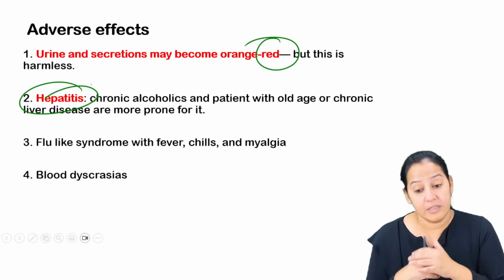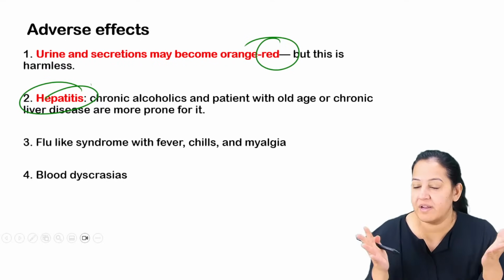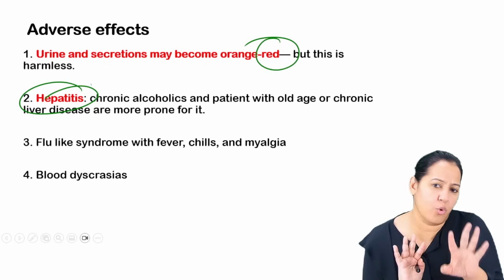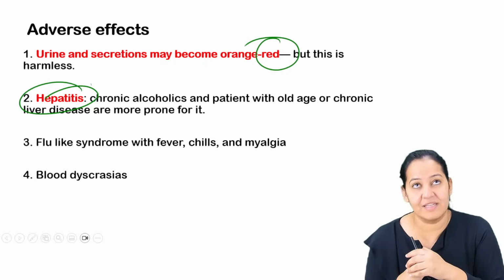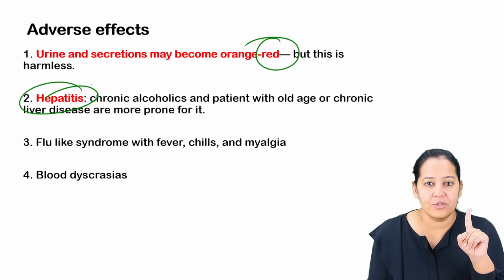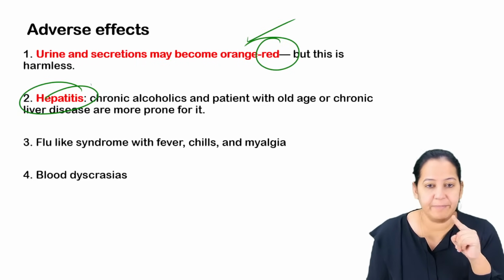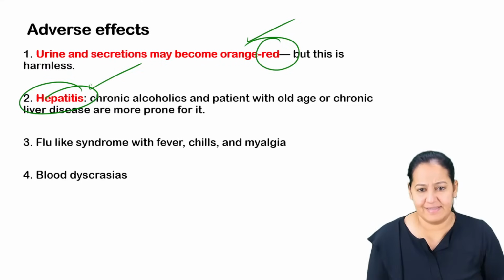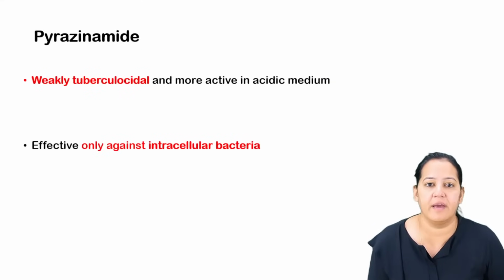Okay. Number 1, the urine will become red or orange. The patient will get afraid: oh my god, my urine is red or orange. So warn the patient, it's okay, don't get afraid. The saliva, the vaginal secretions, all the secretions in the body will become red or orange. So red or orange is what you have to learn for rifampicin. And hepatitis is there. That's it. These are the important things you have to learn here.